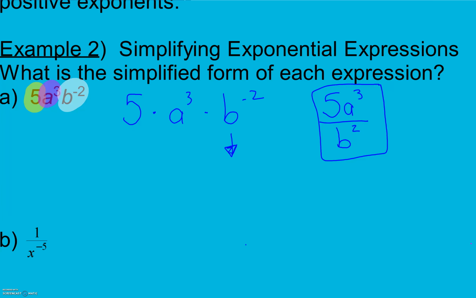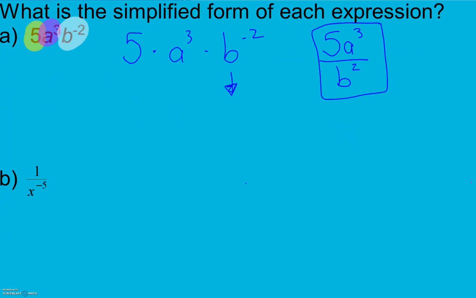For b, I have x to the negative 5th power in the denominator, and I'm trying to make it positive in order to have it simplified. So we move it to the numerator, x to the positive 5th, and all I have left in my bottom is a 1. And in the numerator, I had 1 times that, but we know that 1 times anything is itself. So we get x to the 5th power.